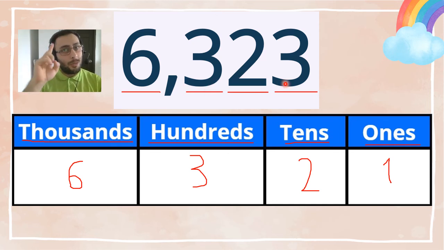6,323. One more time. This time we do it super slow. Okay, let's go. 6,000. Repeat after me, okay? 323. Great job. Okay, enough with slow motion.